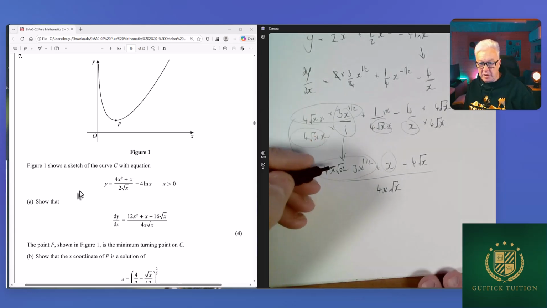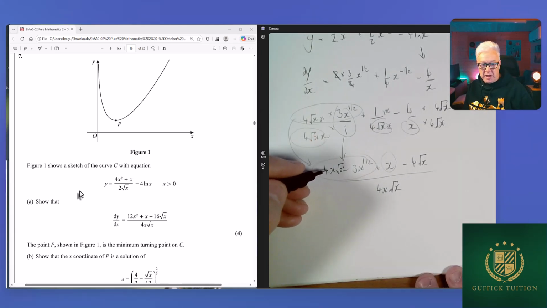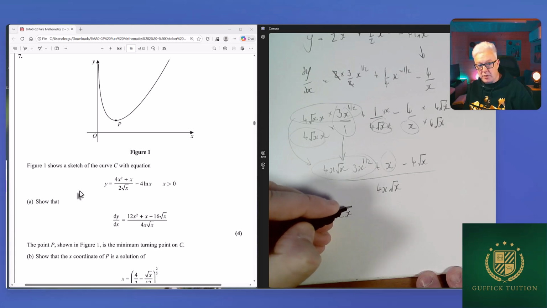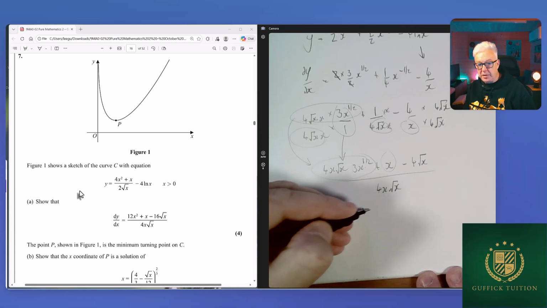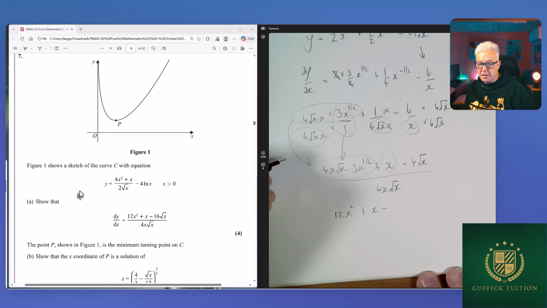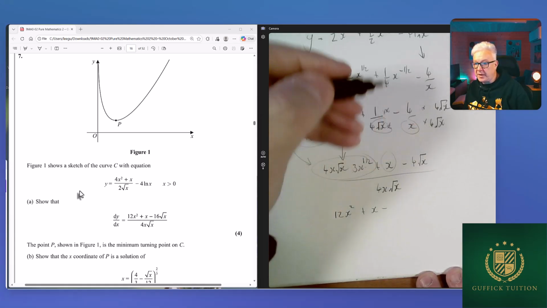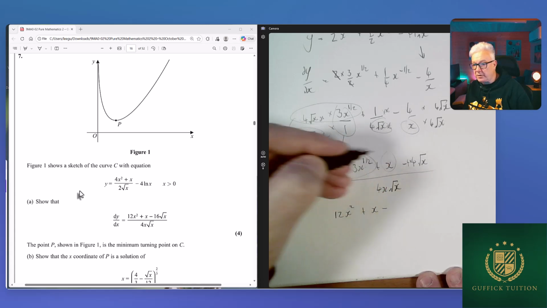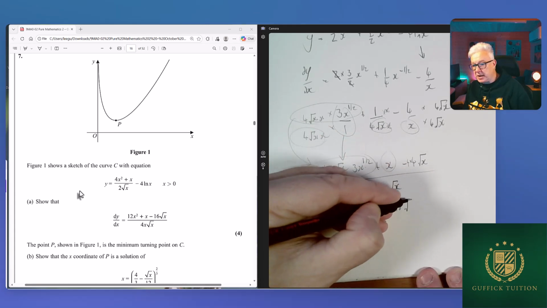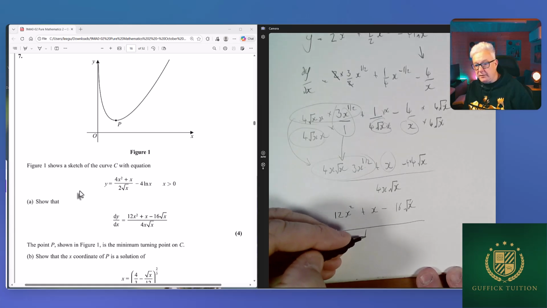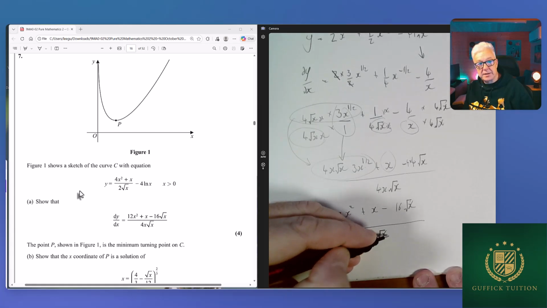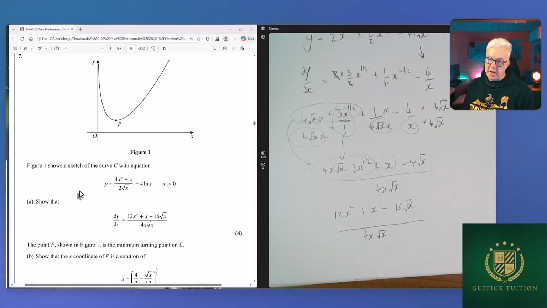So let's tidy everything up now. What have we got here? We have now got 4 times 3 is 12. Root x times root x is x, and x times x is x squared. So we've got 12x squared plus x minus, oh yes, so we've got minus 4 times that 4 root x, so there should be a times 4 there as well. So minus 16 root x over 4x root x as required. So we basically got there in the end.